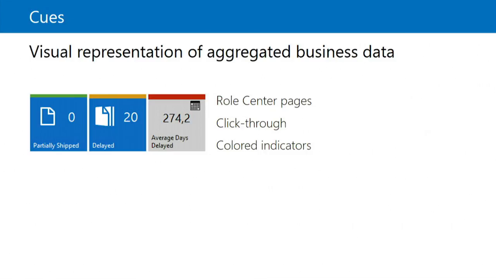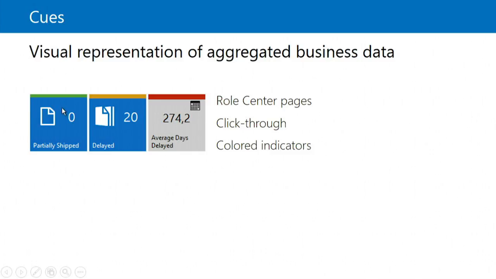Now, some of the queues, for example, in the sales order processor rule center are the ones that you can see here: partially shipped, delayed, and average days delayed. Now, some of these queues, and these are some good examples, also display a colored indicator at the top of the queue. And you can see green, you can see orange, and you can see red. Now, these display the sentiment, and you can assign the values based on which these colors should be displayed.